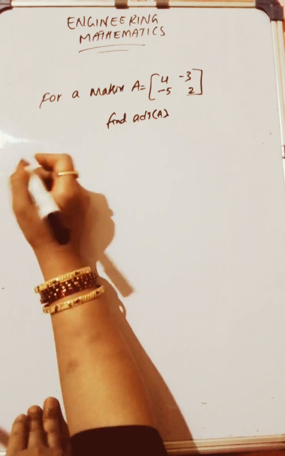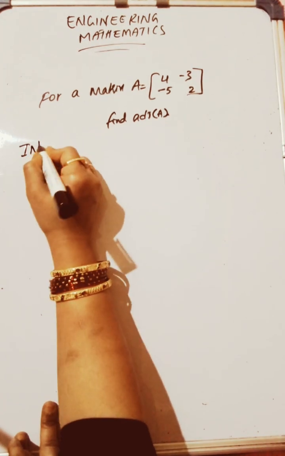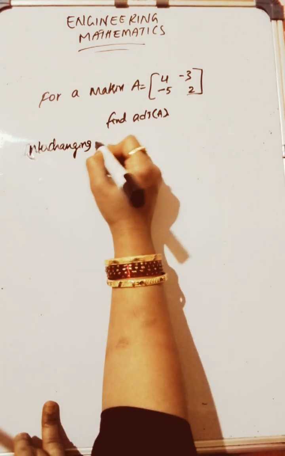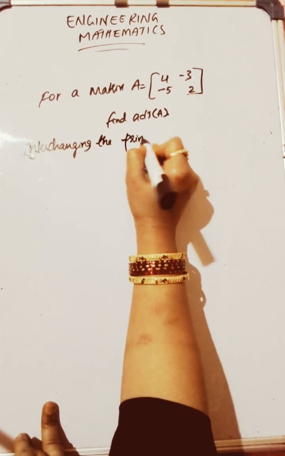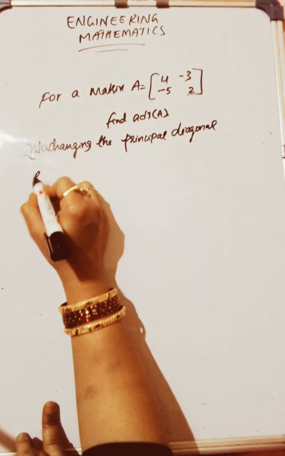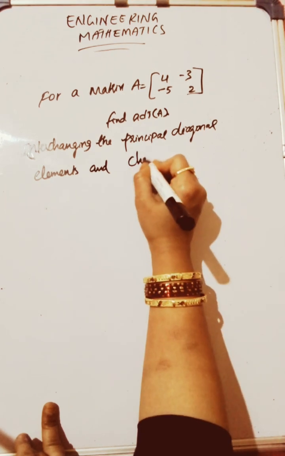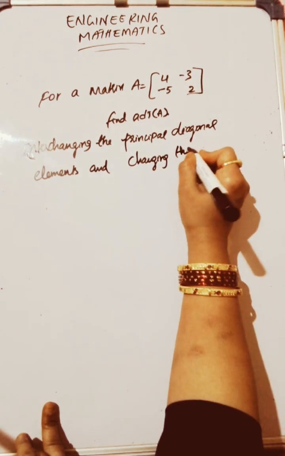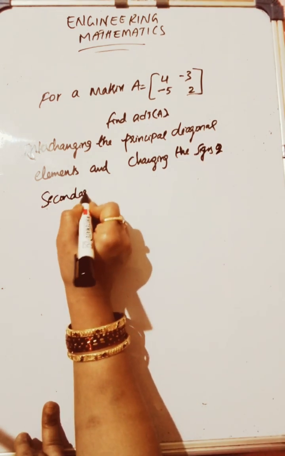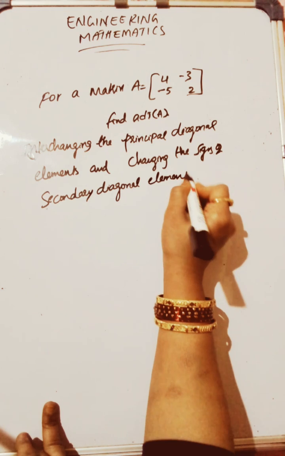Actually, what is the adjoint matrix? Remember this carefully: interchanging the principal diagonal elements and changing the signs of the secondary diagonal elements, we get the adjoint of A.